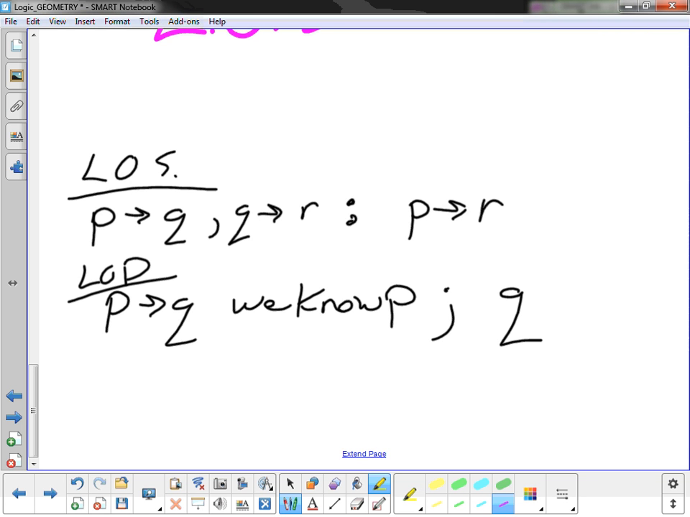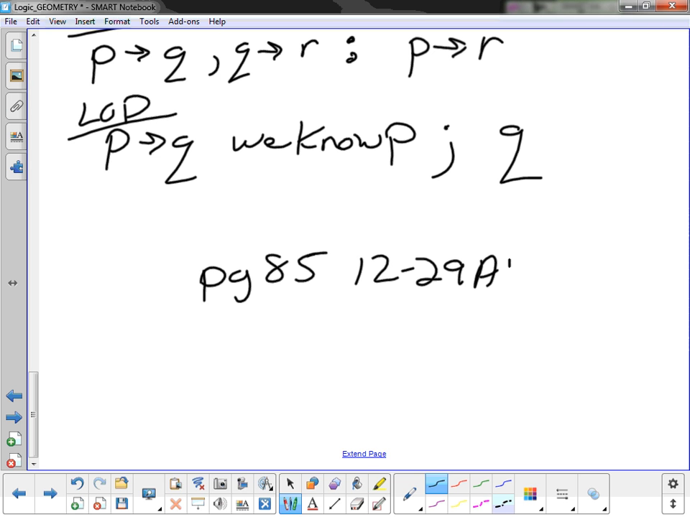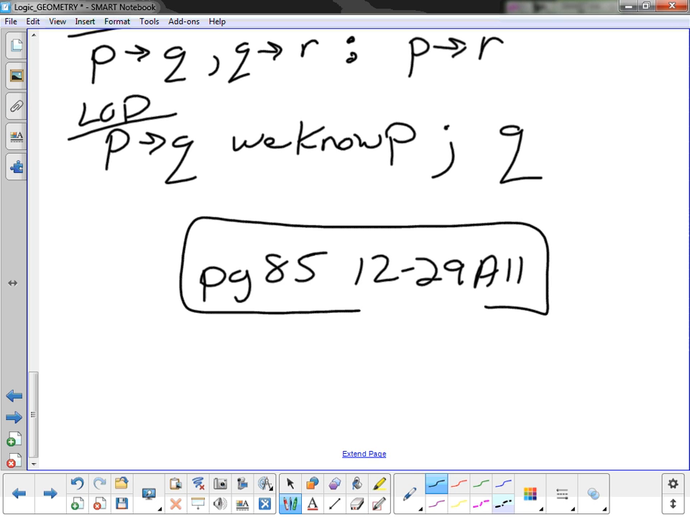Now, what are you going to do for the assignment? The assignment is number 28. At least this year it is. It's page 85, and it's 12 through 29 all. And it's going to be a lot like what we just did. Is it the law of detachment? Is it the law of syllogism? Is there a valid conclusion? Good luck on your deductive reasoning.